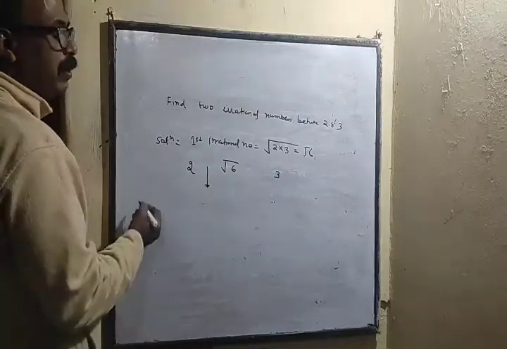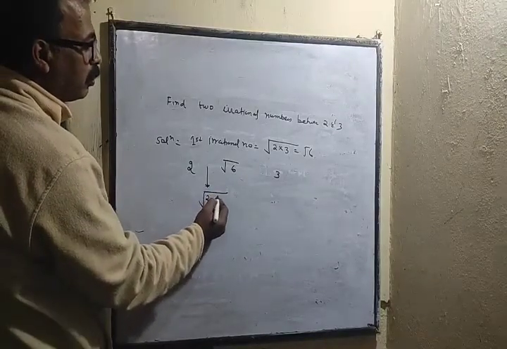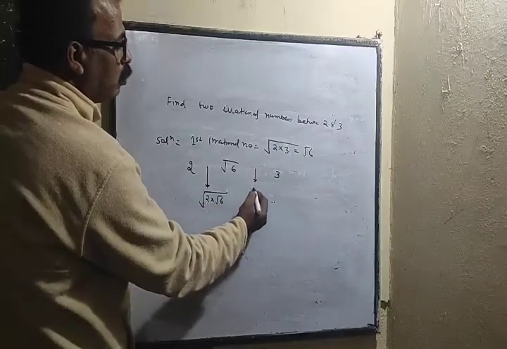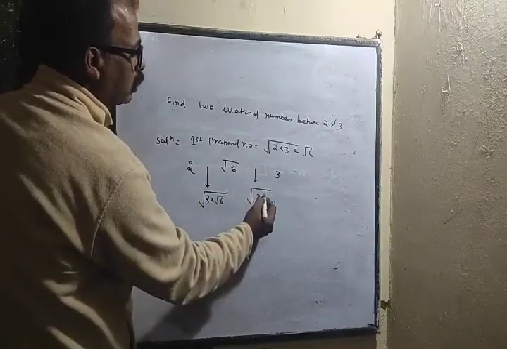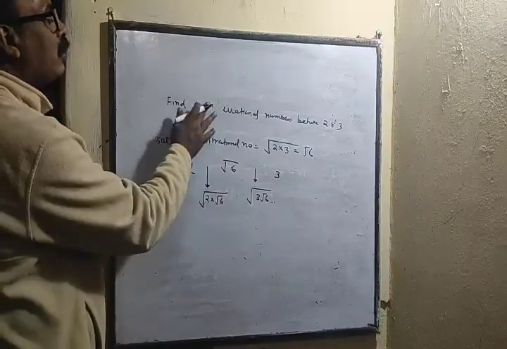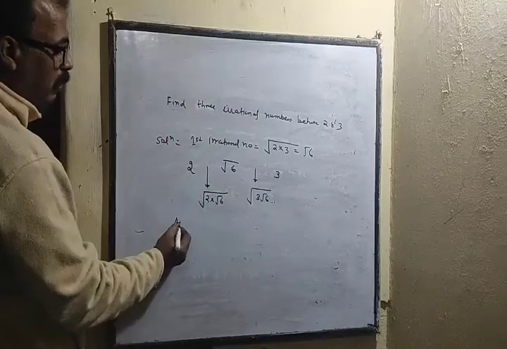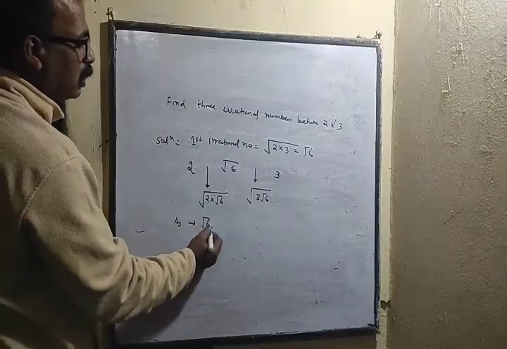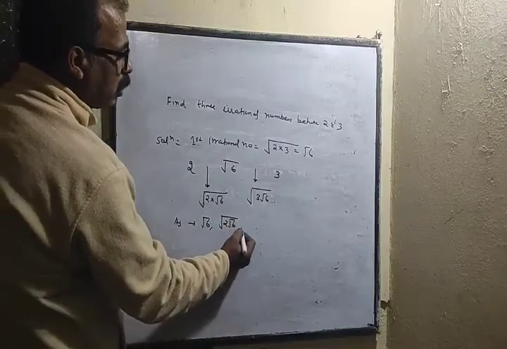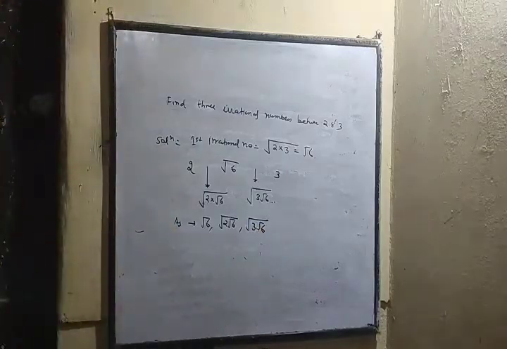In between, if we want an irrational number, it will be root over the product of 2 and root 6. Or it can be root over 3 into root 6. So any of the two answers. Now we have got 3. So if it is written 3 irrational numbers between, then your answer will be root 6, then root over 2 into root 6, and root over 3 into root 6.